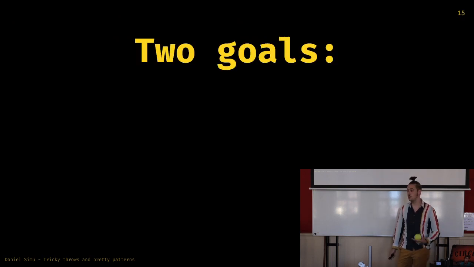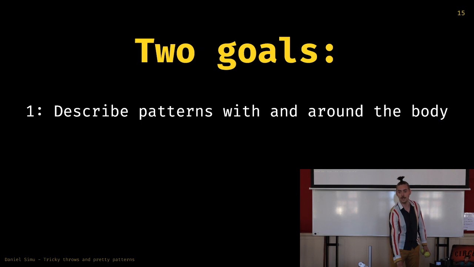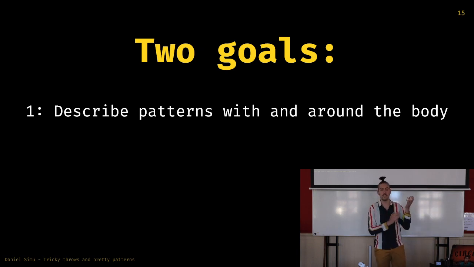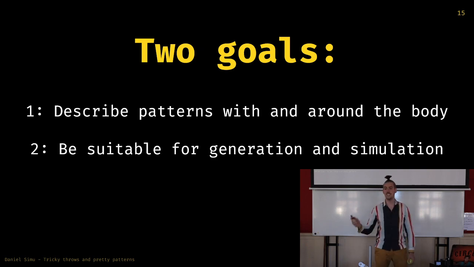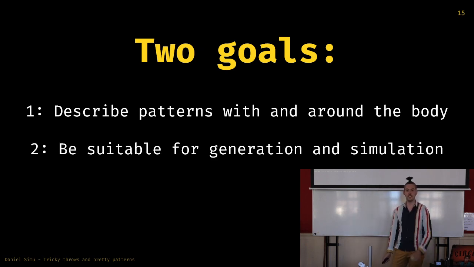Particularly, I set myself 2 goals, the first being that I wanted to be able to describe tricks that involve the body, so one thing going around the body, so that you can describe patterns that go around, and also with the body, that you can catch with not just your hands, but that you can describe catches with your shoulders or your elbows or your knees, etc. And then the other goal was for the system to be suitable for trick simulation and generation.